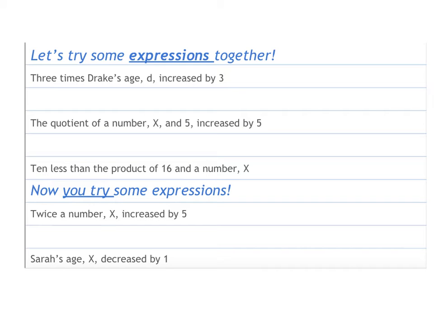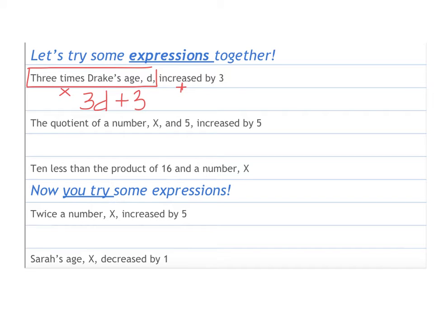So let's look here. We have 3 times Drake's age D increased by 3. So 3 times Drake's age D goes together. Times tells me that it's multiplication, and then increased by 3 tells me that it's addition. So 3 times Drake's age D, I'm going to write it as 3D, because a number next to a variable means multiplication. And then we increase it by 3, so it would be plus 3.